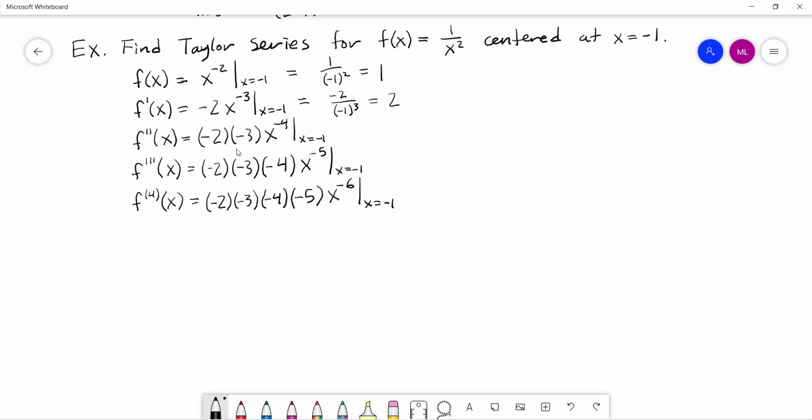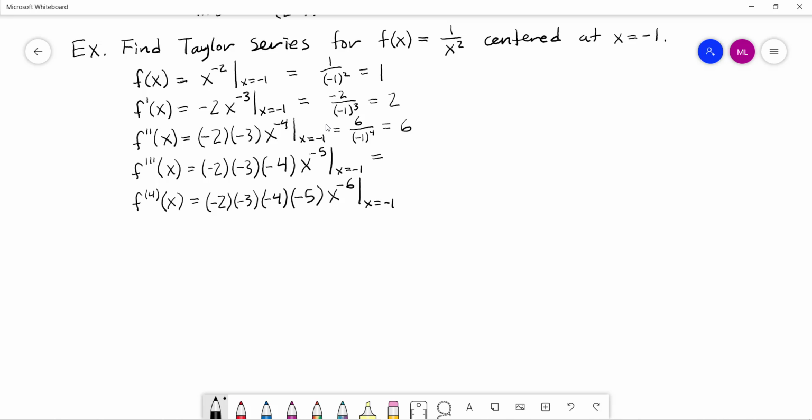If we do the next one here, multiplying those two numbers together, I've got negative 2 times negative 3. That's going to be a positive 6 that we'll have in the numerator. And I can think of the x to the negative 4th evaluated here as just being a negative 1 to the 4th in the denominator. And that's going to be positive 1, so we're just going to get a 6 out of that.